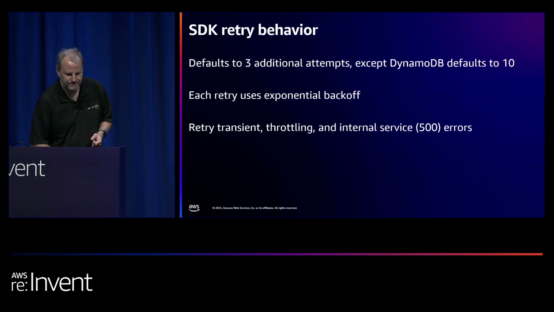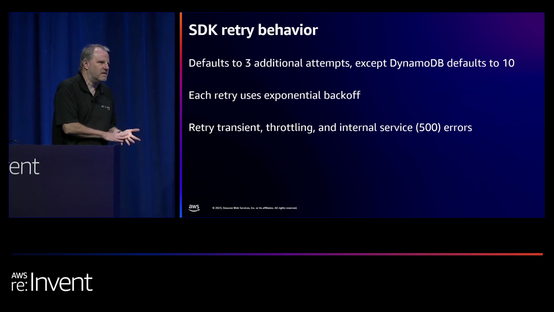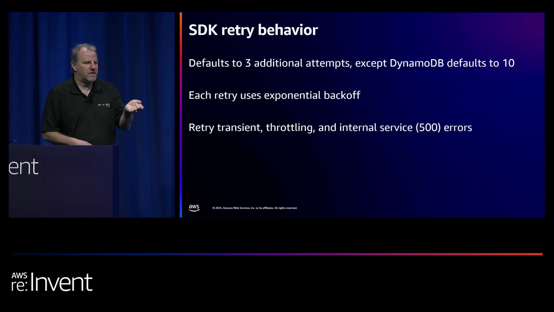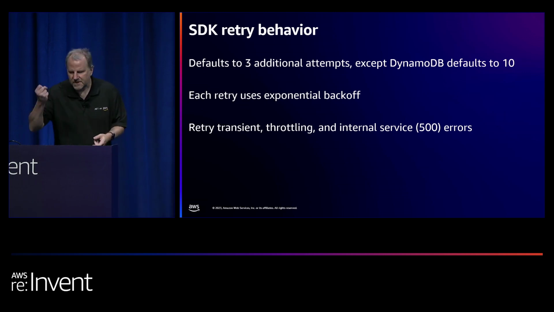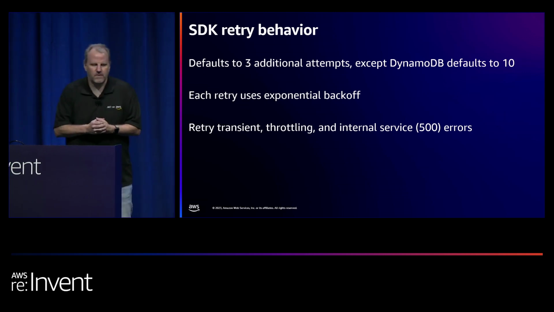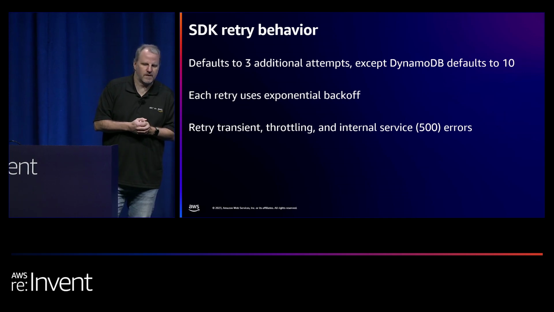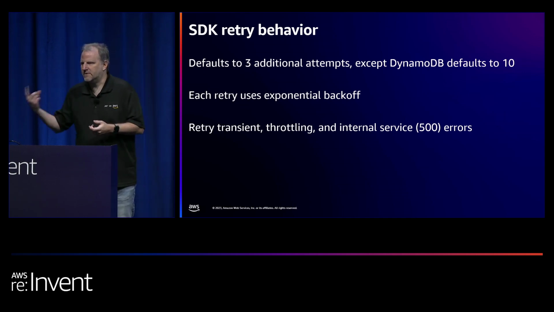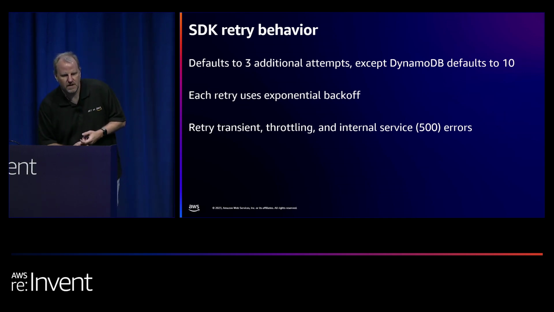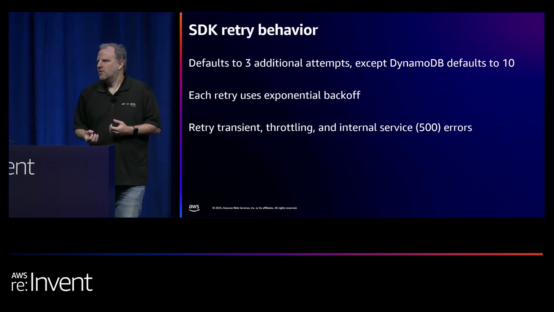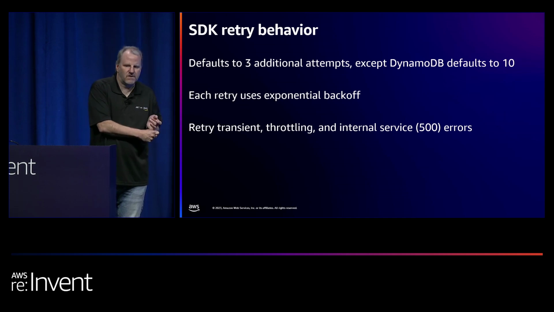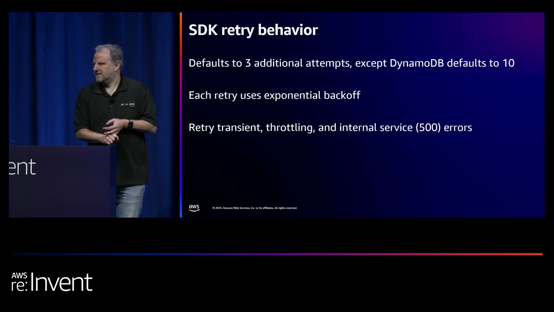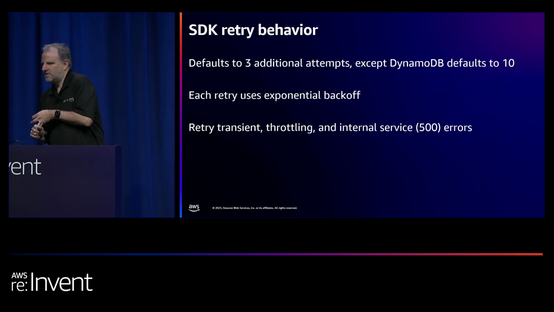All right. Now let's talk about retry behavior. By default, if you get an error on a request, the SDK will retry it 3 times. Except for DynamoDB, for legacy regions, where we actually retry it 10 times. And it uses exponential backoff between each one of those. Now, we don't retry every error. We retry if it's an IO exception, you got a throttling error from the service, or the service returned some sort of 500 error. Then we'll retry those.